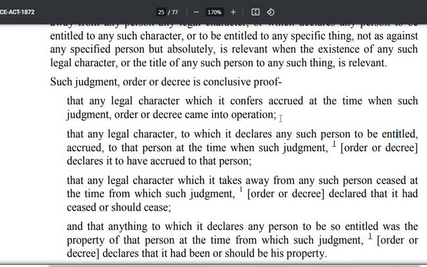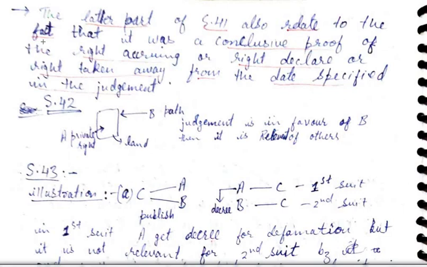So ये तो बोल रहा है कि at the time of the judgment, and in this, to that person at the time when such judgment, order or decree declares it to have accrued to that person. So these two are of giving of the rights. Similarly here, it is for taking away of right. At the time from which such judgment, order or decree declares, जिस टाइम से वो डिक्लेयर करेगा ऑर्डर, it had ceased or should cease. सो इस पे एक सेंटेंस लिख लो.